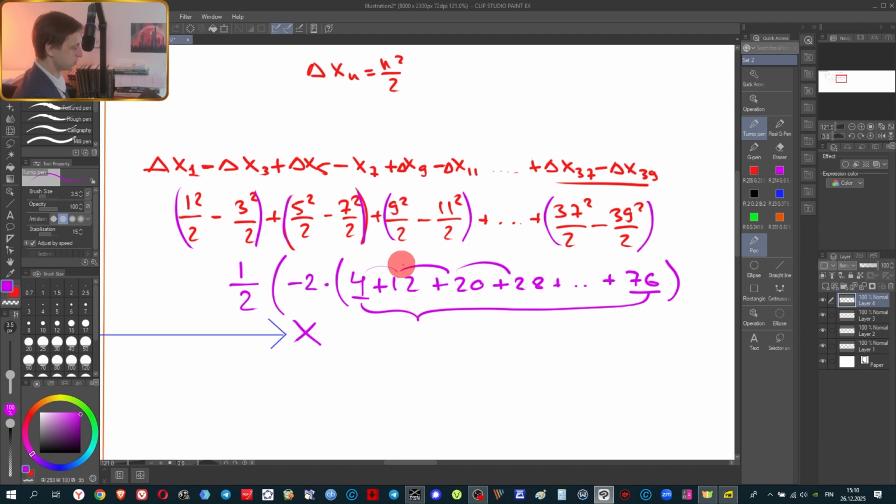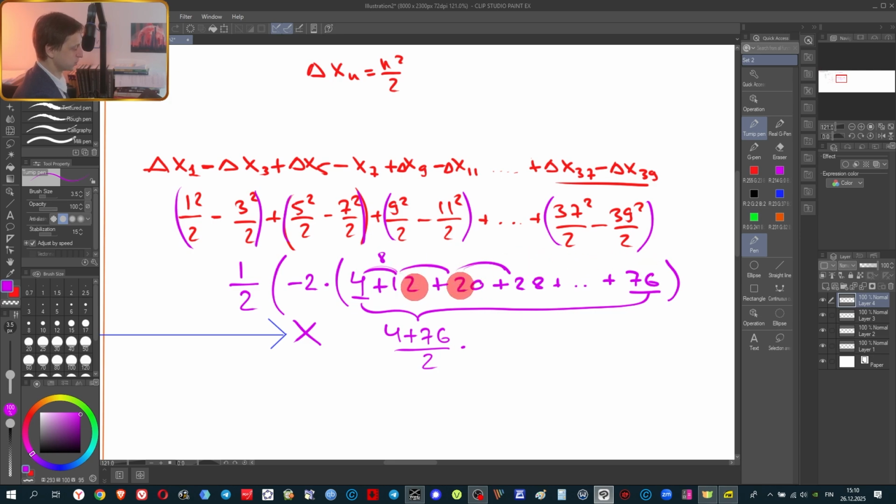We will use a very simple formula: the first one plus the last one, times how many terms you have, divided by 2. So the first one plus the last one, divided by 2, times how many terms we have here. We said that this difference, 76 minus 4, is 72, and when we divide it by 8, we get 9. So it means that we have these 9 jumps. Each jump is of length 8. We have 9 jumps like this.